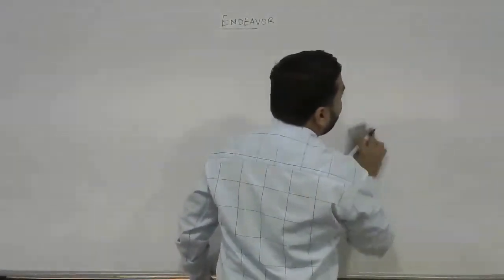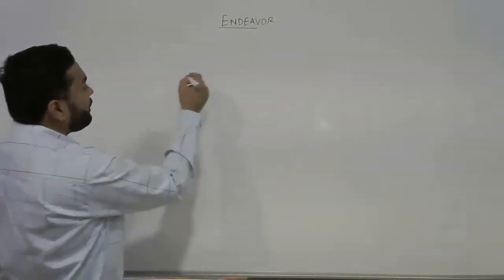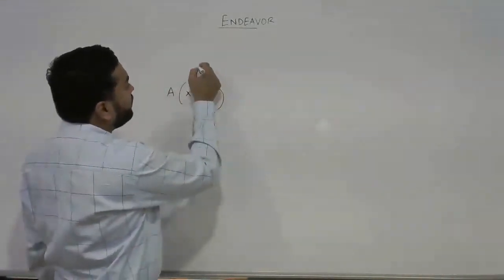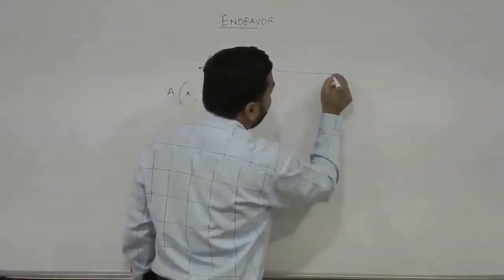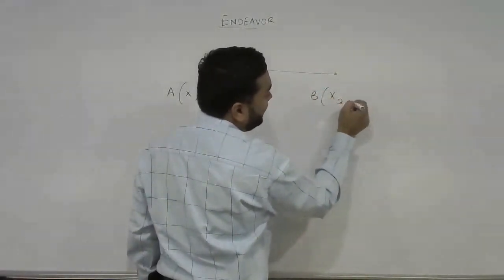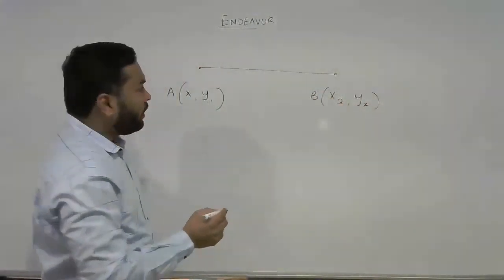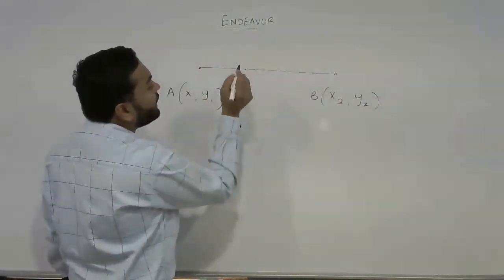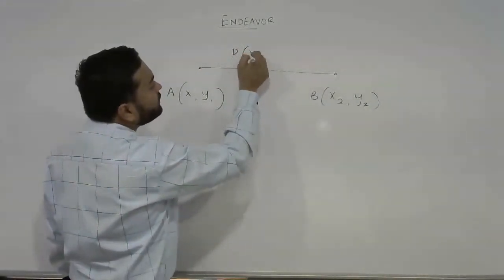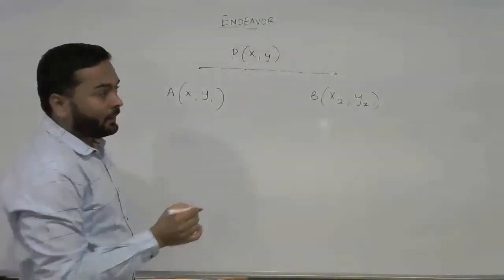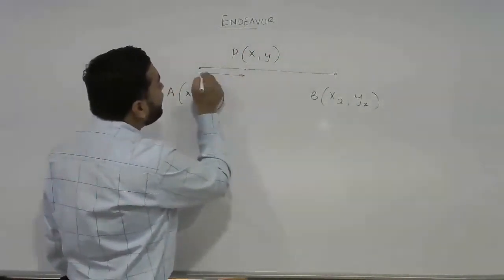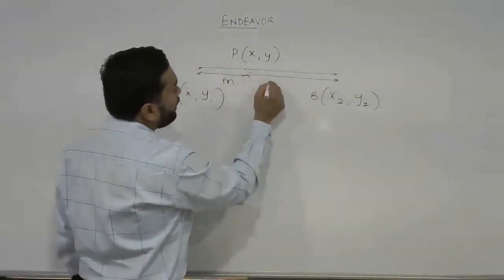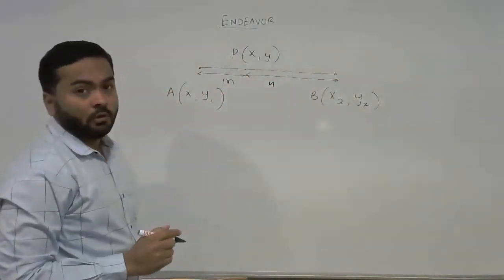Let's move ahead with another concept, which is the section formula. Now, let's take a point A, x1 comma y1. Let's have this point here, and let's have the point B, which is x2 comma y2. Let us say that these two points are internally divided by a point P, which is x comma y, and it divides AB in the ratio m is to n.